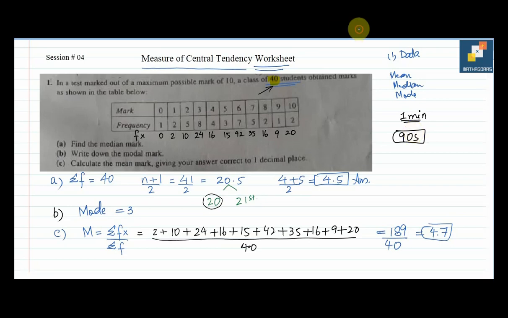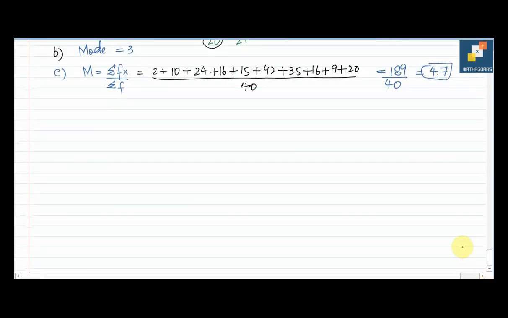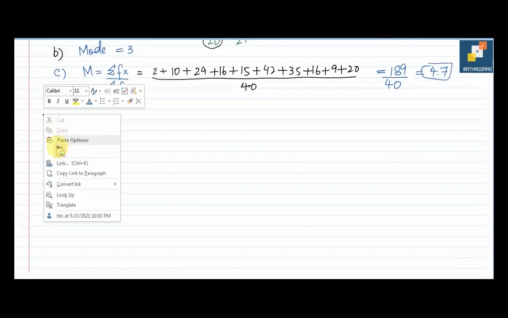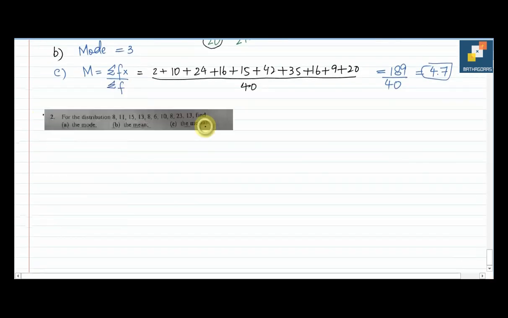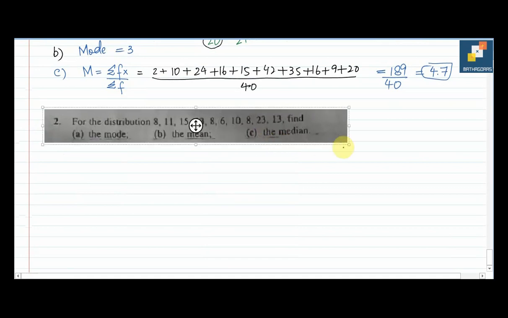All right, moving on to the next question from the worksheet. It's question number 2. Let me zoom it a bit. For the distribution, it's 8, 11, 15, 13, 8, 6, 10, 8, 23, and 13. Find the mode, the mean, and the median.